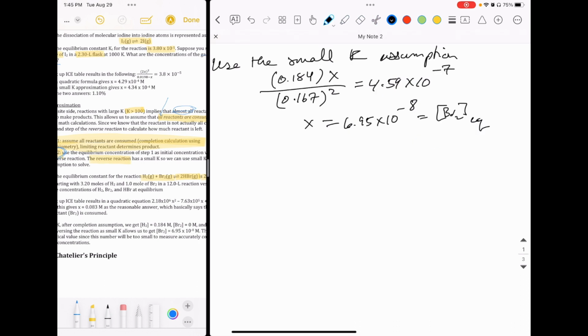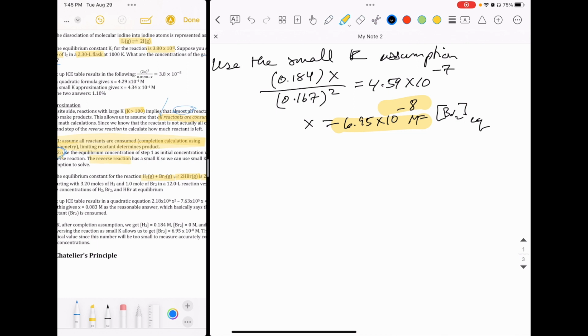Okay, so what that's telling you is that there is some quantity of Br2 left at the end, but it's a really tiny number, and that's what we expect. We expect it to be a really tiny number because this is a large K reaction, so most of your reactants become products. So your original reactant, which is Br2, that we say is the limiting reactant, there's a little bit of it left at equilibrium. And that's exactly what this is, just to complete the unit there. And that's how we use the large K assumption method.